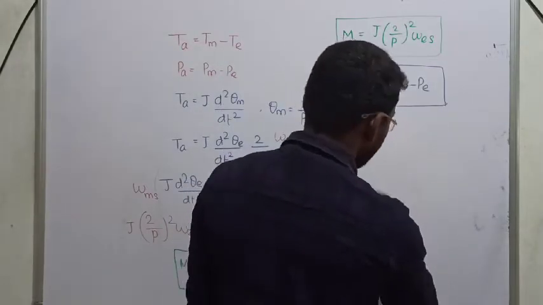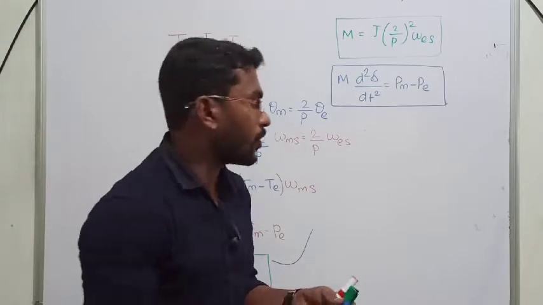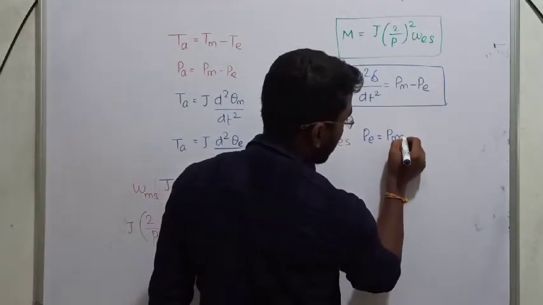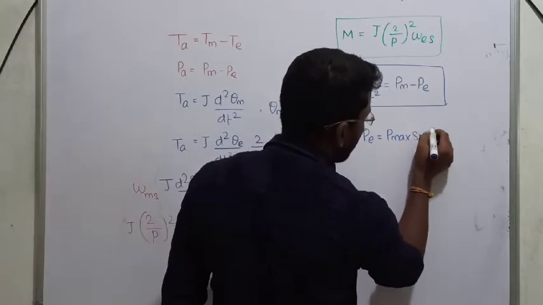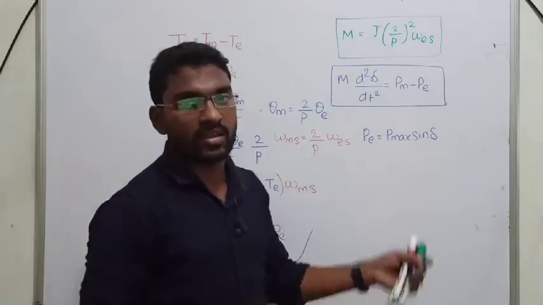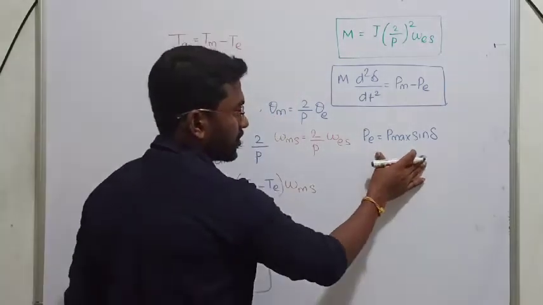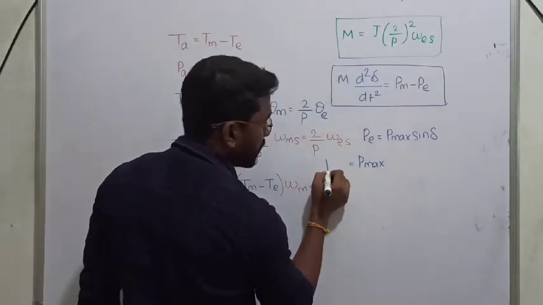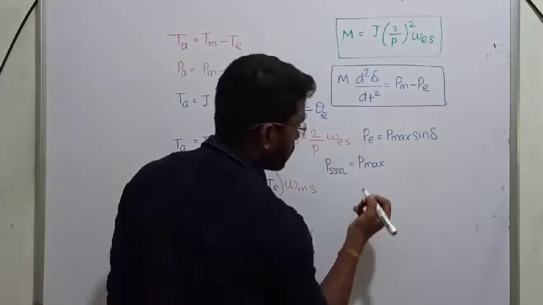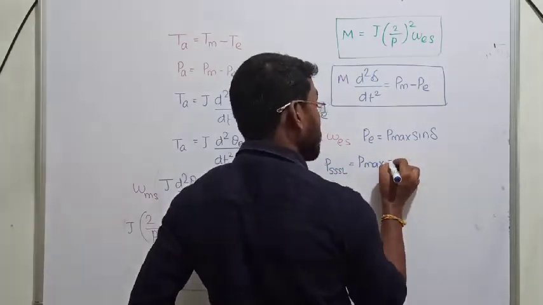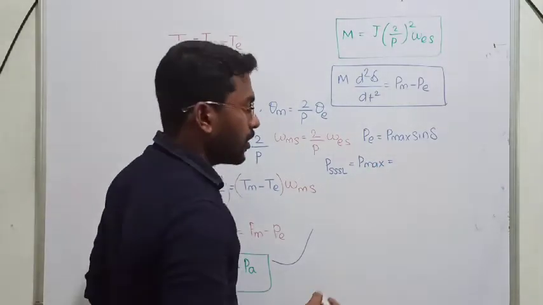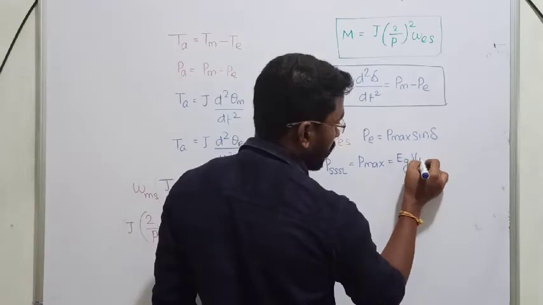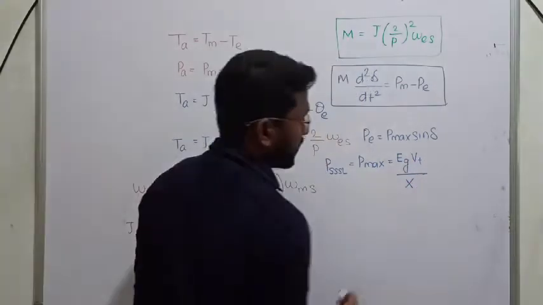This electrical power PE can be written as P max into sin del. That is the actual formula. You might have studied these things in our alternator output power equation. So here P max can also be called the steady state stability limit power, right? That is the maximum power handled by the alternator. It can be written as the generator voltage of the alternator and the terminal voltage of the alternator divided by the reactance offered by the alternator.